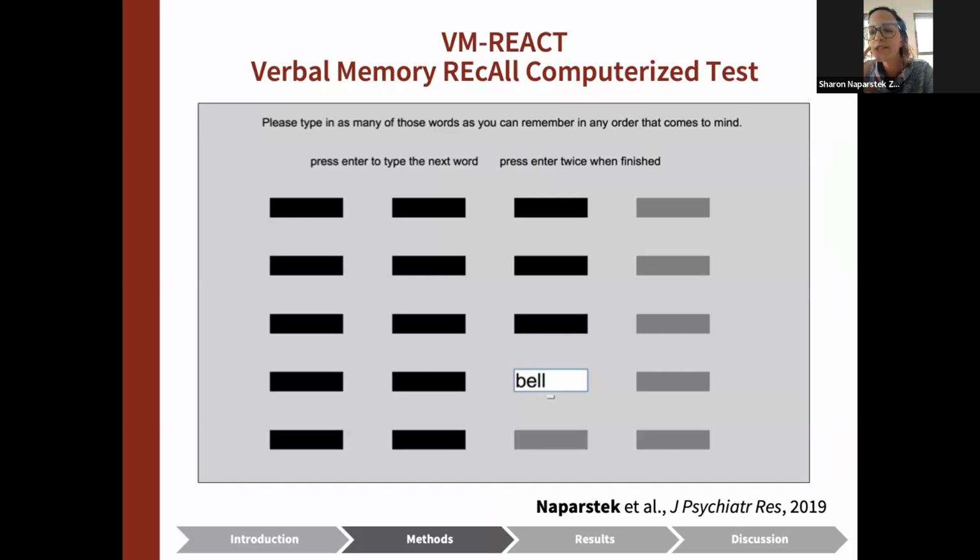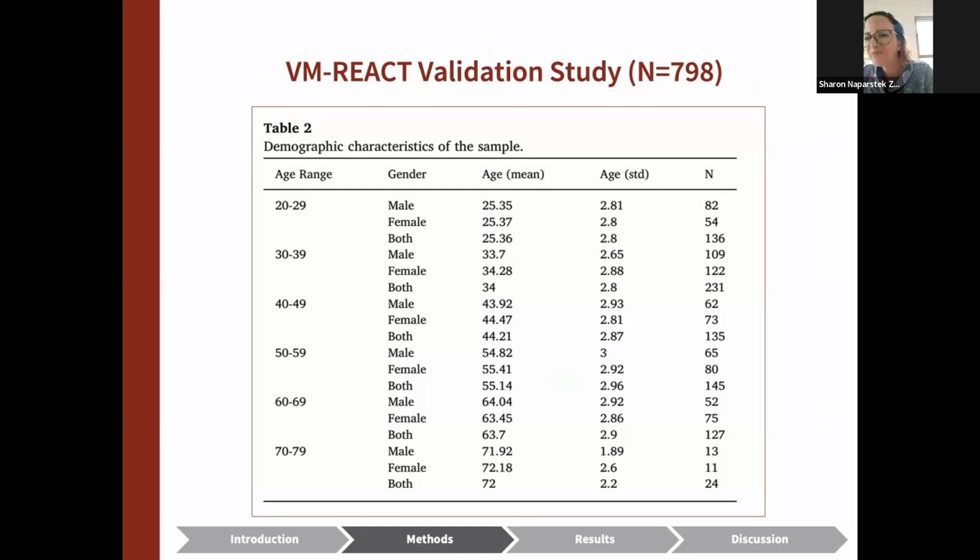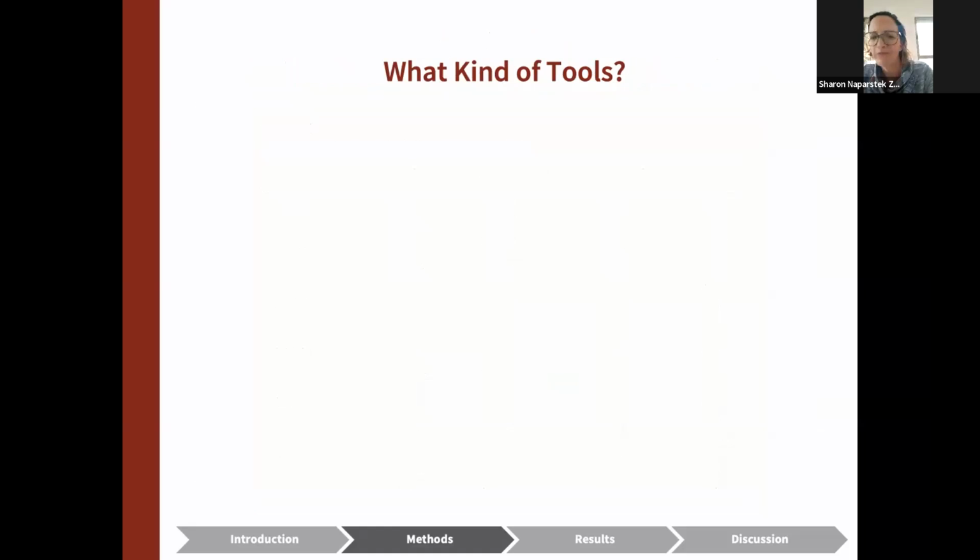This test was then validated on a very large sample of almost 800 individuals, healthy adults, and we found that overall performance was similar to that of the pencil and paper. So we were happy to use this as our, let's say, robust cognitive measure. Next slide, sorry, this is just the validation sample, and we can move into the next question.